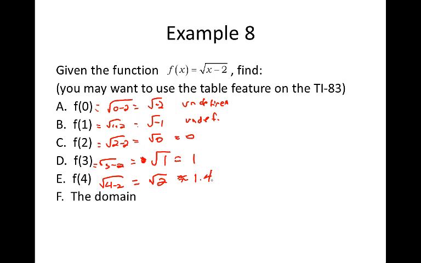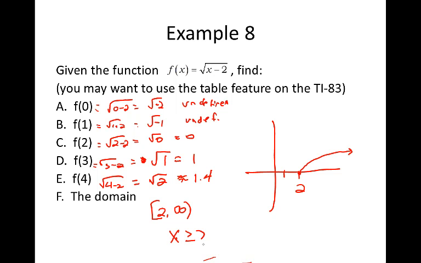So what's my domain here? If we think about it, my domain starts at 2. If you graph this on the calculator, you get something like this. It's kind of like half a parabola turned on its side. So my domain actually starts at 2 and goes all the way to infinity. You could just say x has to be greater than or equal to 2. If you wanted to use set builder notation, I'm okay with either one. So interval notation or set builder notation.